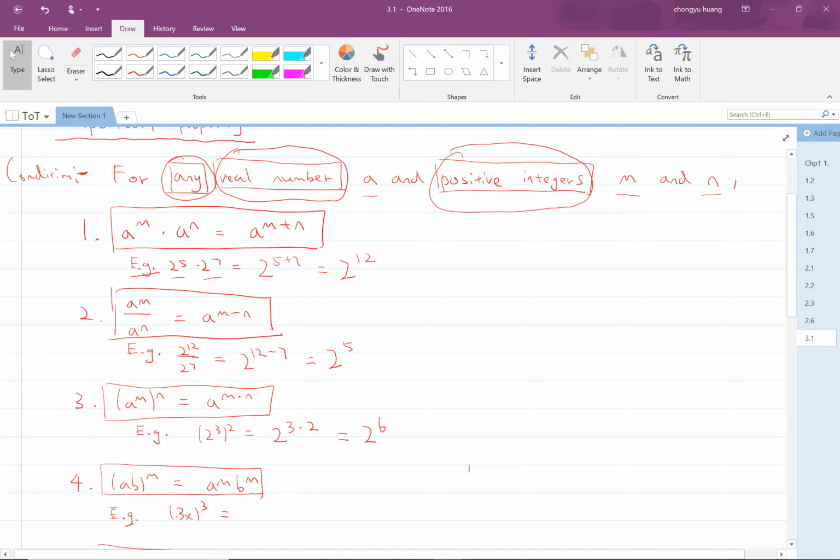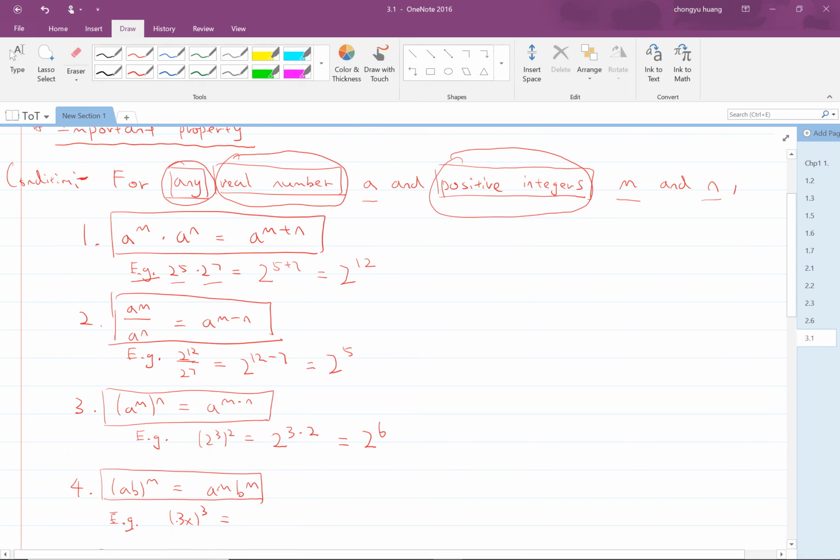So what you can see over here is that, let me simplify this step by step. As the property says, we have 3 to the power 3 and x to the power 3. And remember before, 3 to the power 3 is actually 27. So it's going to be 27 x to the power 3. Okay, so that's the example for property 4.